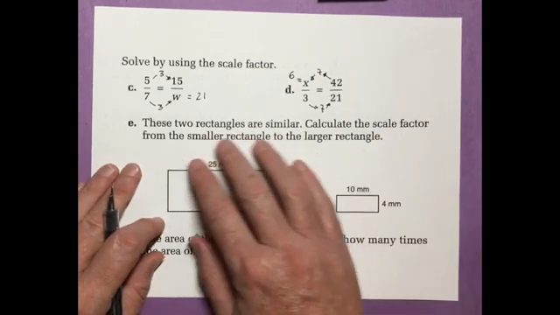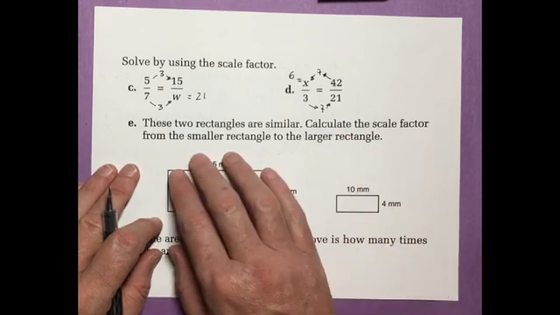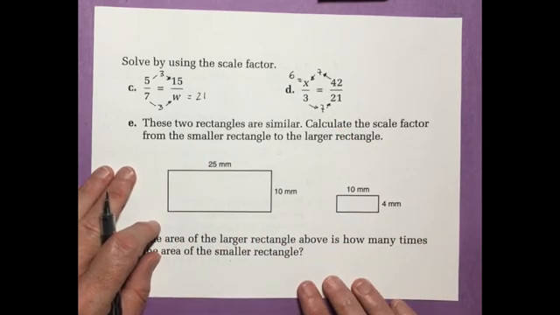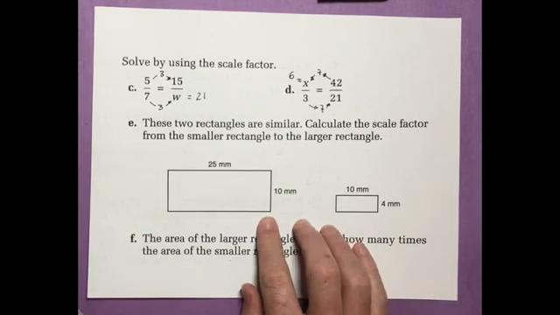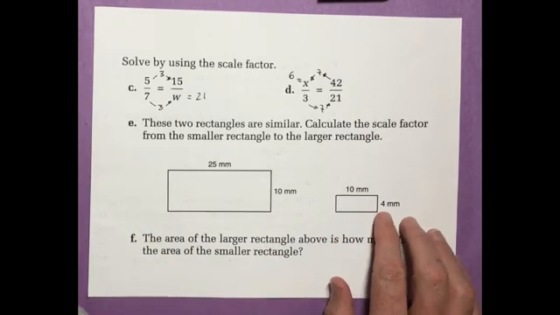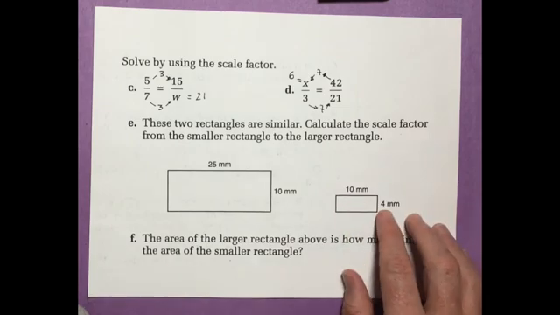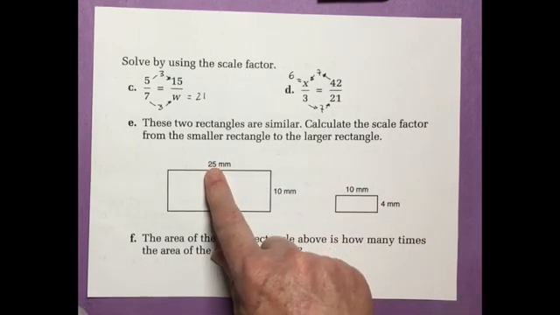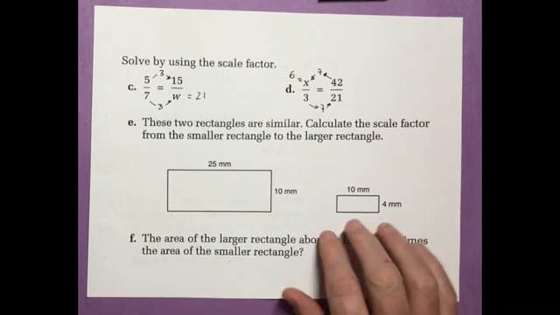These two rectangles are similar. Calculate the scale factor from the smaller rectangle to the larger rectangle. All right, well, we can calculate the scale factor easily enough. We could choose any sides here as long as they're corresponding. I could go from 4 to 10, or I could go from 10 to 25. You know what? I'm going to go from 4 to 10.